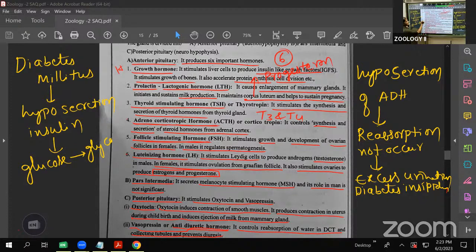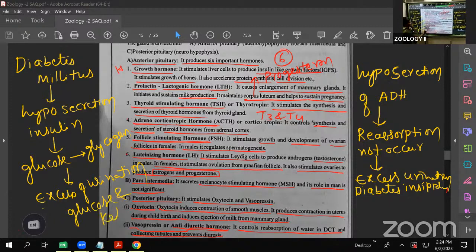That time, the glucose level in the blood is high, and that glucose is eliminated through the urine. In both of them, excess urination occurs. The difference is that in diabetes mellitus, glucose and ketone bodies are present in the urine. In diabetes insipidus, the ketones and glucose are not there. That's the difference between diabetes mellitus and diabetes insipidus.